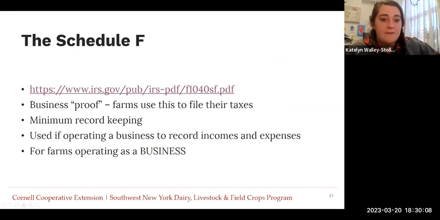We use the Schedule F to record business incomes and expenses. And this, again, is for farms that are operating as a business. If you're operating as a hobby, you won't be able to fill out the Schedule F.